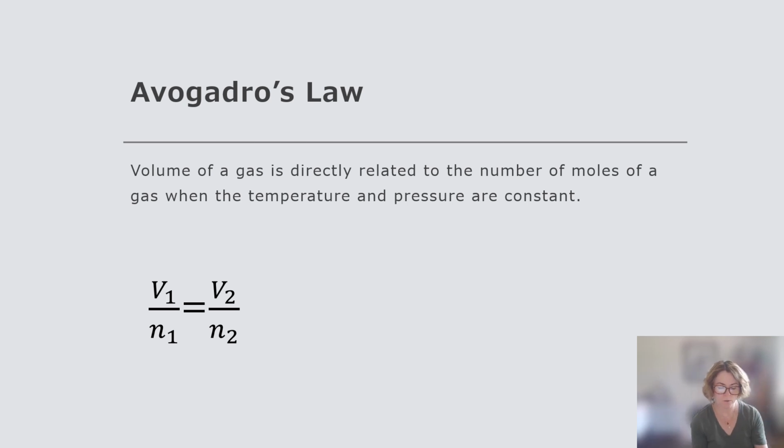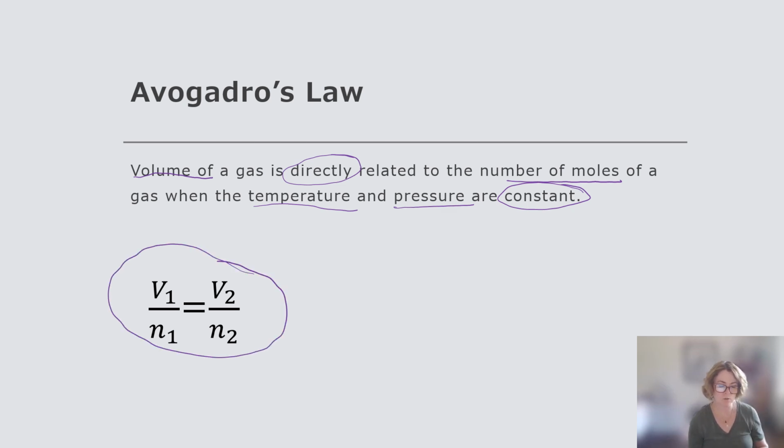And this is going to relate the volume and number of moles of a gas. They are going to be directly related, and this is when the temperature and the pressure are held constant. And so the equation for Avogadro's law is V1 over N1 is equal to V2 over N2.